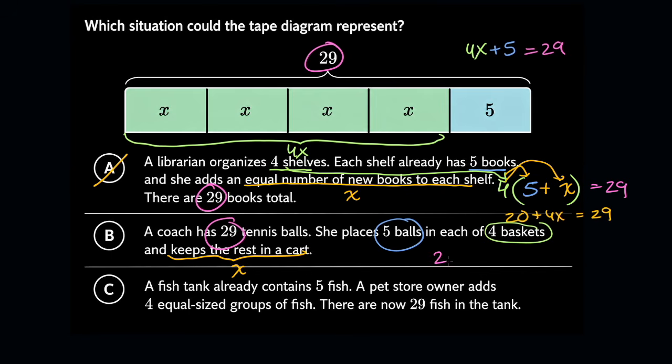So I would write this as an equation. So the total is 29. That is going to be equal to 5 balls in each of 4 baskets. That's going to be 5 times 4. And then the rest are kept in a cart. So plus x. So this would be 20 plus x, which is very different than what we have here. This would be analogous to if this wasn't an x, if this was a 5, this was a 5, this was a 5, and then this was an x, then this would be 4 times 5 plus x is equal to 29. But that's not the scenario, so let's rule that one out.